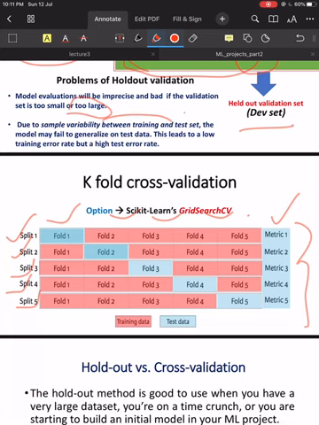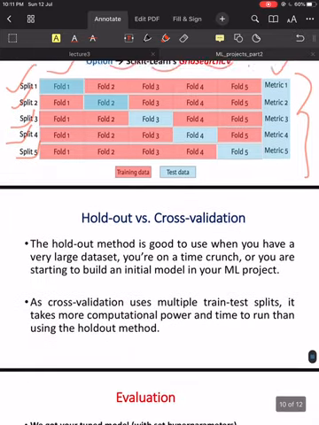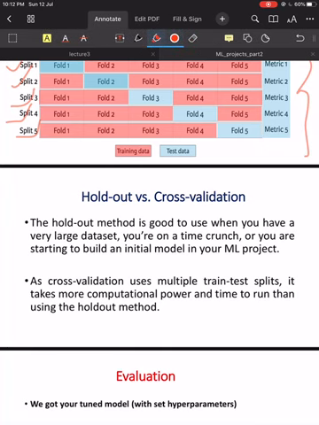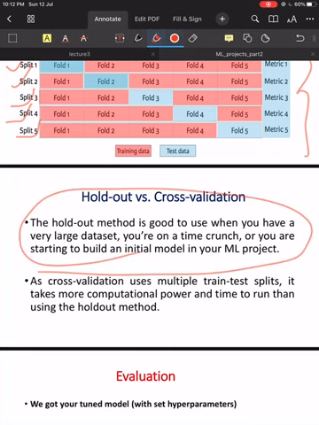So this is the concept behind k-fold cross validation, or 5-fold cross validation, and the k value can be anything, 5, 10, it's up to you. Now obviously the question comes, which one is better in which scenario? The holdout method is good to use when you have a very large dataset and you are in a time crunch, or you are starting to build an initial model for your machine learning project. In that scenario you can simply use a holdout validation process.